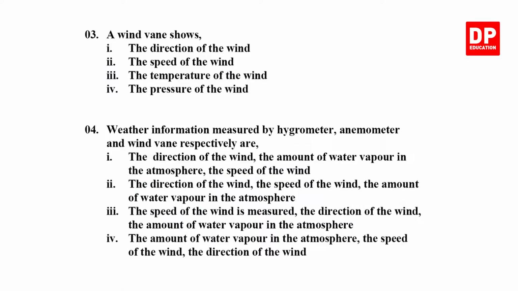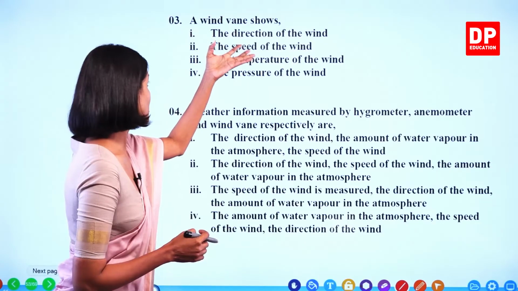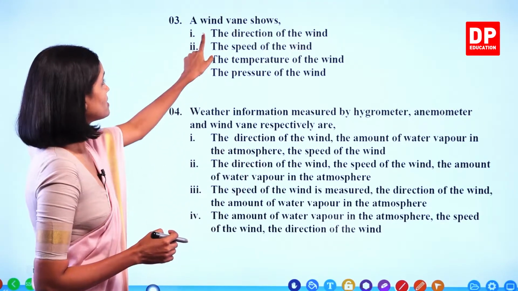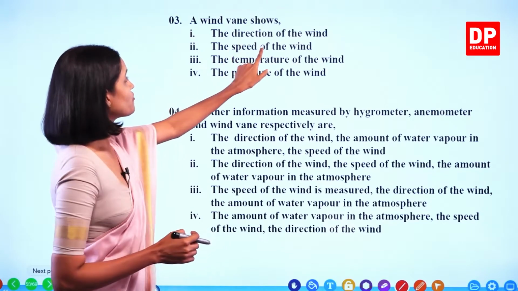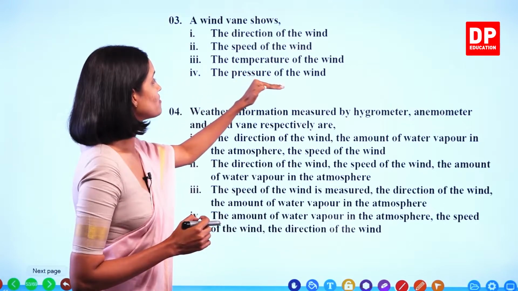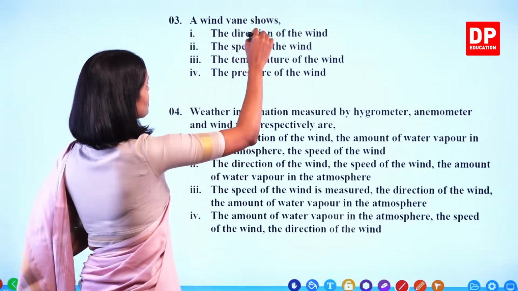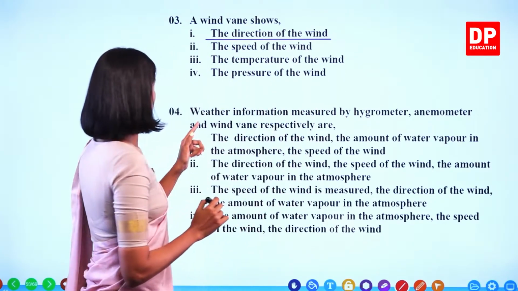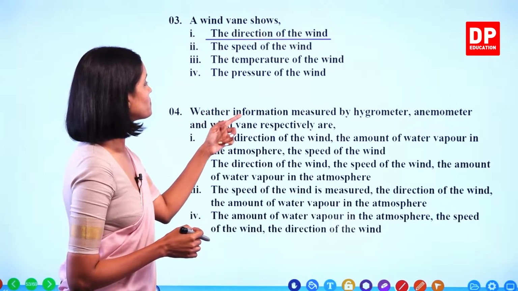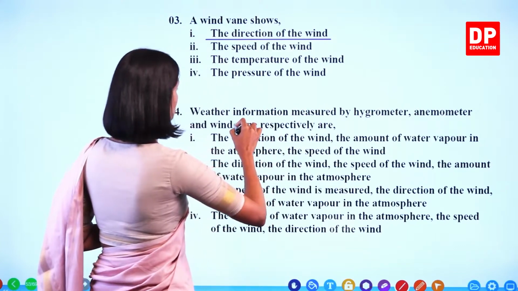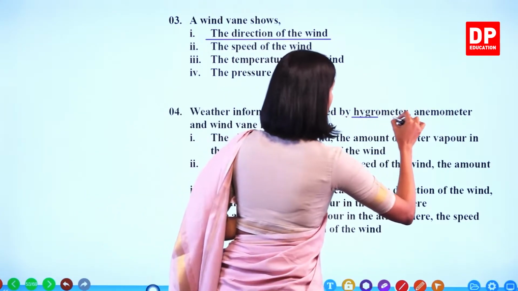Right, children? Number 3. A wind vane shows. What can we find out using the wind vane? The direction of the wind, okay? The speed of the wind is measured by the anemometer. The temperature of the wind, the pressure of the wind, no, right? The direction of the wind is given by the wind vane. Number 4. Weather information measured by hygrometer, anemometer and wind vane respectively are.